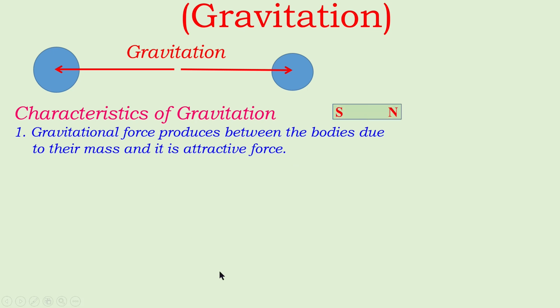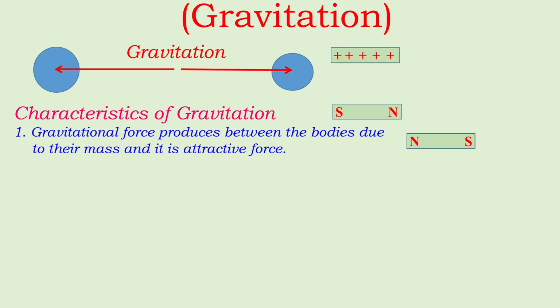Just for example, this is a magnet, and if another magnet is taken near to it, unlike poles, if taken near to each other, then they attract each other. This is attractive force. But instead of unlike poles, if like poles are taken near to each other, then what is seen? They move away from each other. This is repulsive force. Gravitational force can never be a repulsive force. It is always attractive force. But magnetic force may be attractive force or repulsive force.